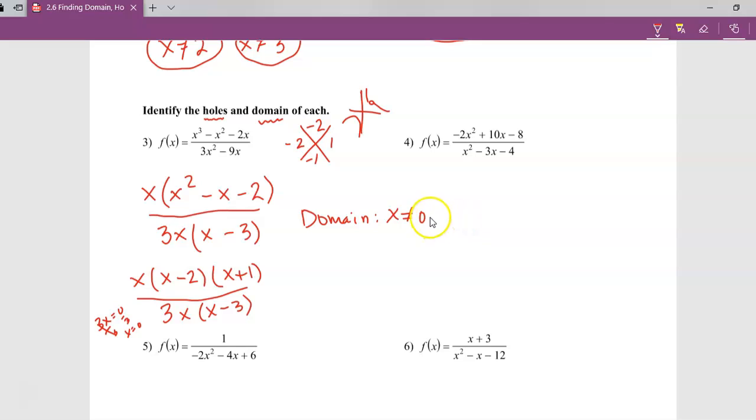For x minus 3, it can't be -3, it's +3. So my two exclusions are 0 and +3. The domain can be any x value except for those two numbers.